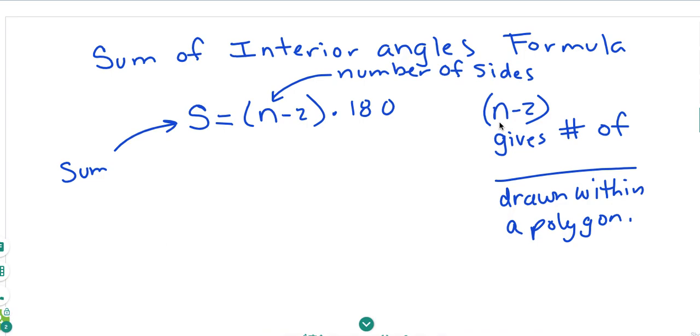Now, the N minus 2 actually gives us the number of triangles that can be drawn within the polygon. And that's why we're multiplying by 180, because 180 is the sum of the angles of a triangle.